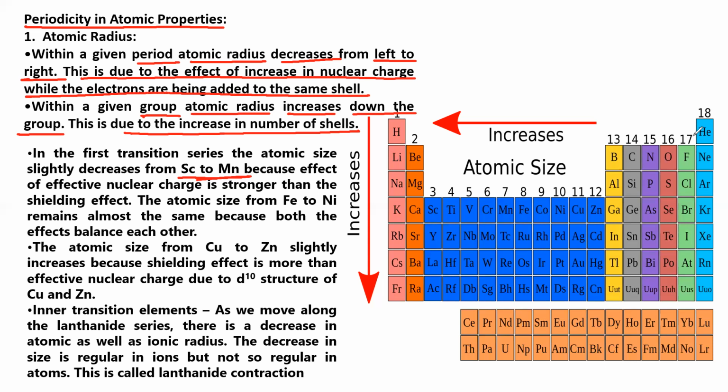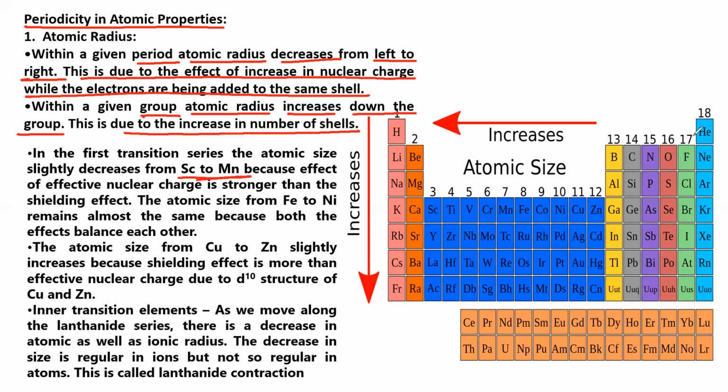The atomic size from iron to nickel remains almost the same because both the effects balance each other. What are the effects? Nuclear charge as well as shielding effect. So what are the main forces acting on atomic radius? Nothing but nuclear charge and shielding effect. If nuclear charge is stronger than shielding effect, automatically the atomic size decreases. And if both balance each other, the atomic size still decreases, but not as much as in the previous case, that is from scandium to manganese.